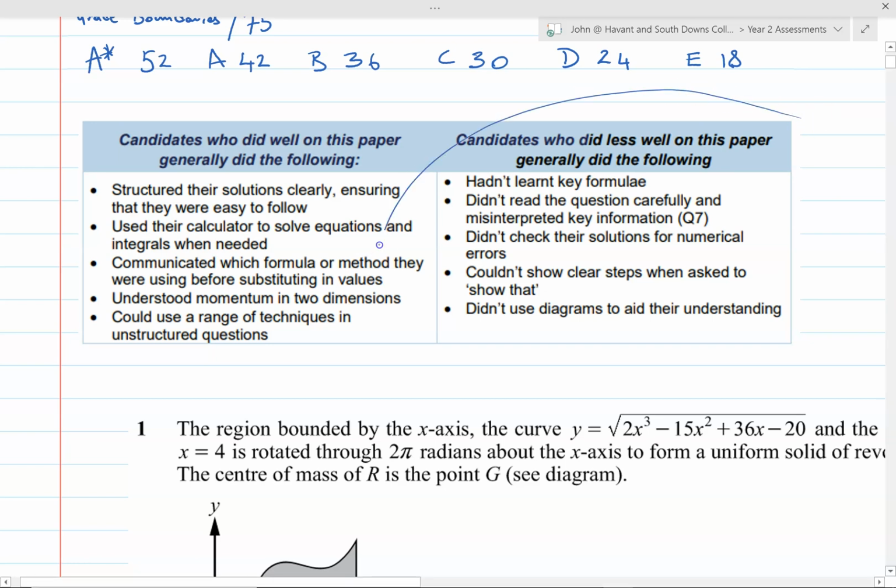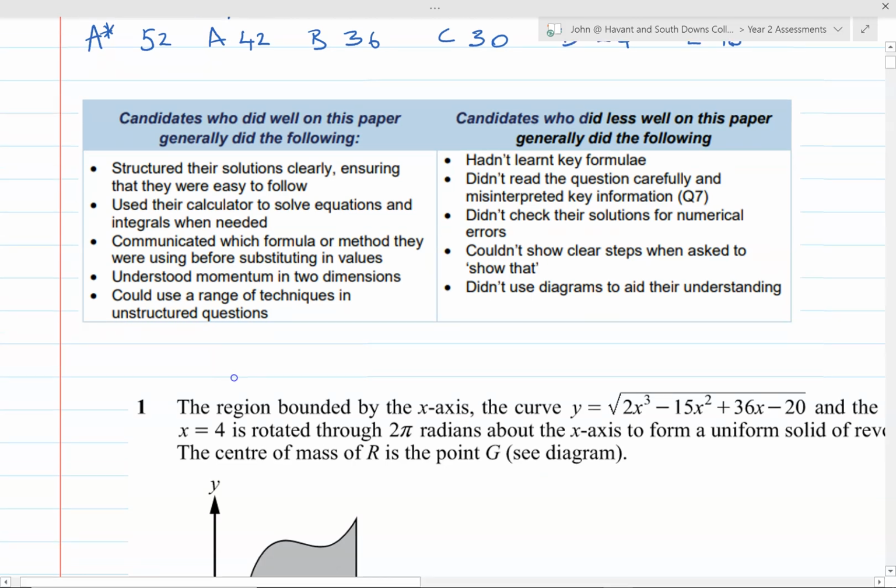And then just don't fall into this. Those who hadn't learned key formulae, didn't read the question carefully, misinterpreted key information like missing out the R, or didn't check their solutions. I suspect some of this is time limited. It's easy to say that. I think a lot of people did run out of time, but you just need to be efficient.